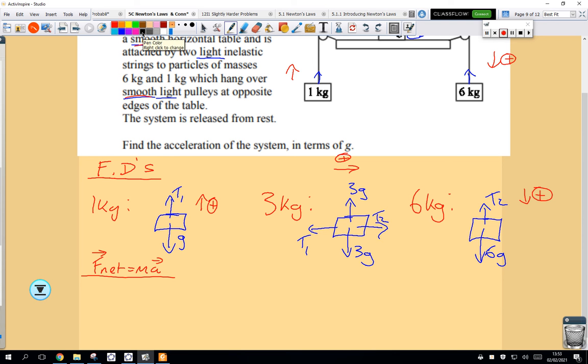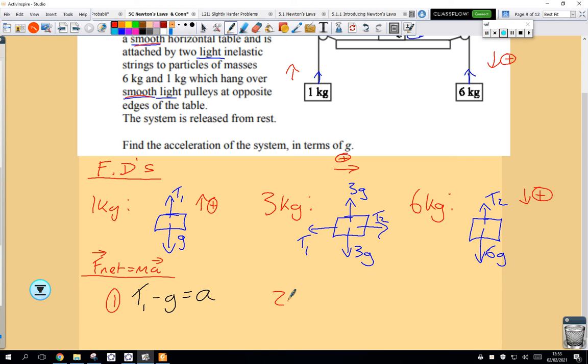So from the first force diagram here, the up force, positive force T1, negative force G, so the net force T1 subtract G is going to be equal to ma, which is just 1 times a. There's my first equation. Let's call that equation 1.